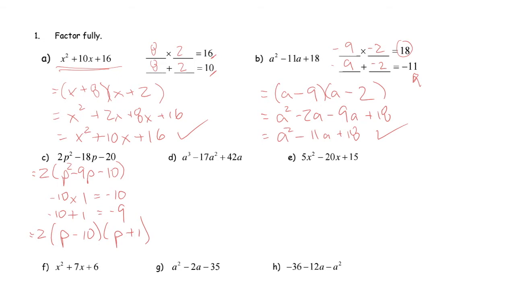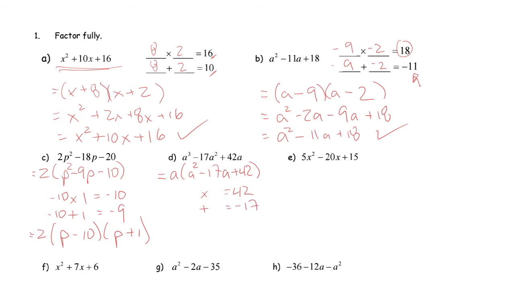That does work. For this one right here, for d, there really isn't a common coefficient, because the leading coefficient here is 1, but there is an a in every term. So I do want to factor out the a, and that gets me a squared minus 17a plus 42. So now I'm looking for two numbers whose product is 42 and whose sum is negative 17.